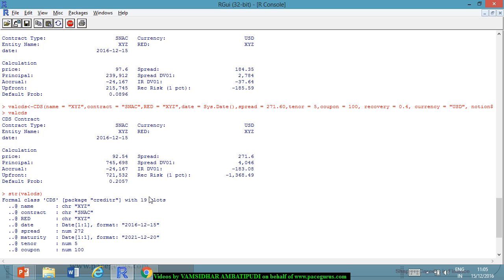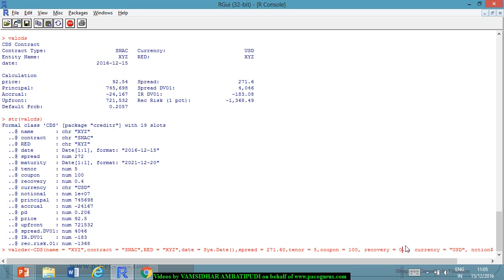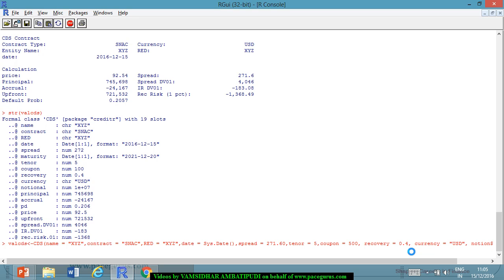Apart from this, one more thing I thought I should look at is, if the coupon becomes 500 instead of 100, I should see negative numbers, right? Because the protection buyer is paying much higher compared to what the CDS premium needs to be. So the valuation should give an upfront value negative, which means there should be a payout from the protection seller to the protection buyer.